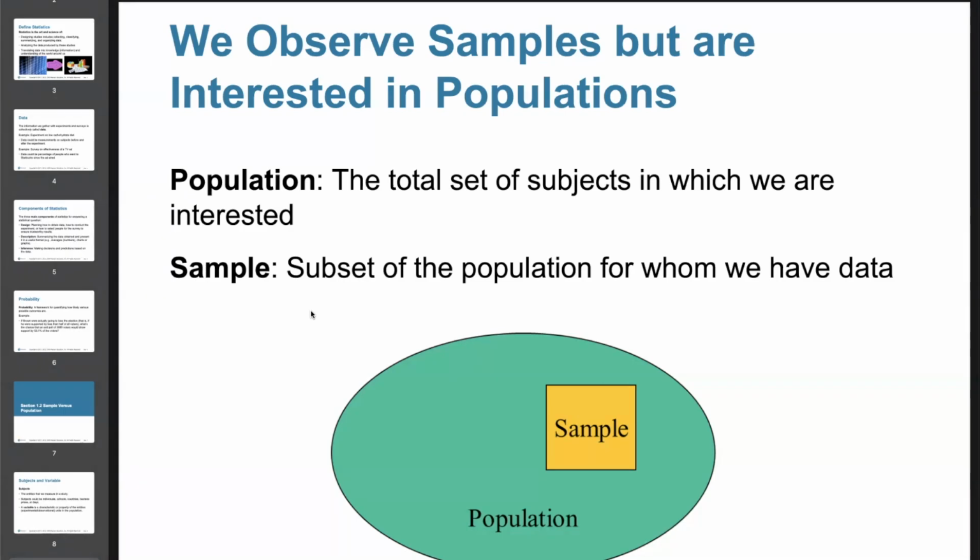As you can see here in this Venn diagram, the green circle represents the population, okay? And the sample is just a subset from that population. Of course, we will learn in this class how we can select samples from the population when we come to the sampling methods.